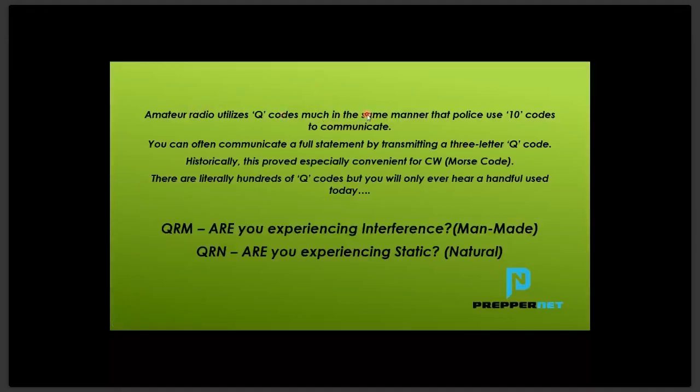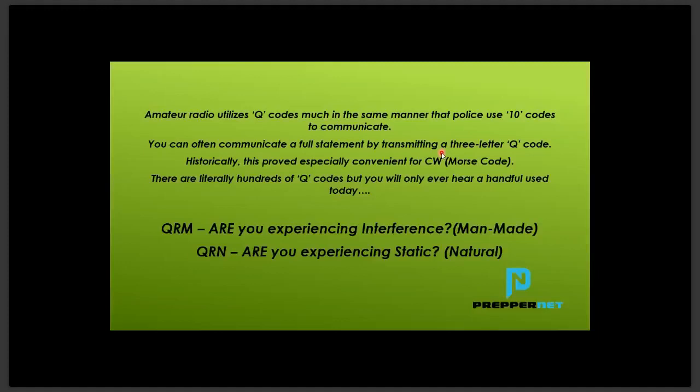The way Q codes became popular for ham radio was during the time when Morse code was much more prevalent, because it was a lot easier to use an abbreviation than to type out, I am experiencing interference on this band. You could just say QRM and everybody knew, oh, he's not hearing us.